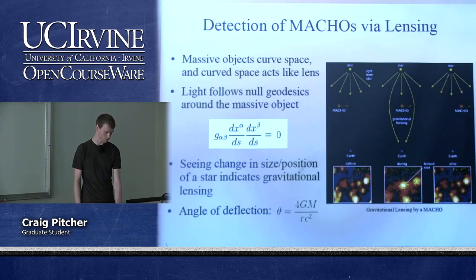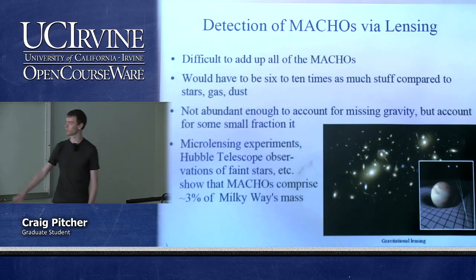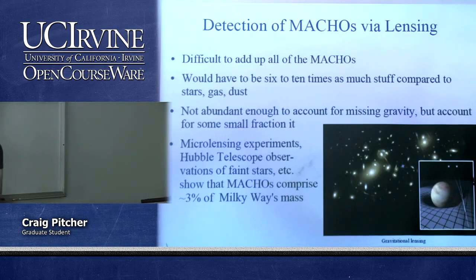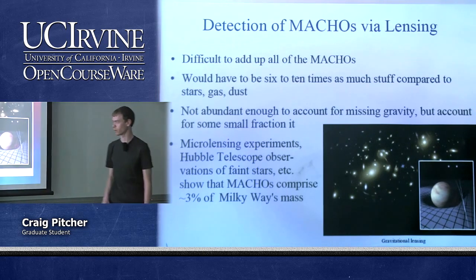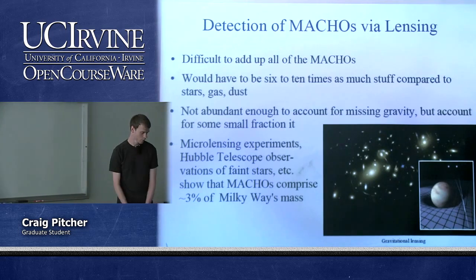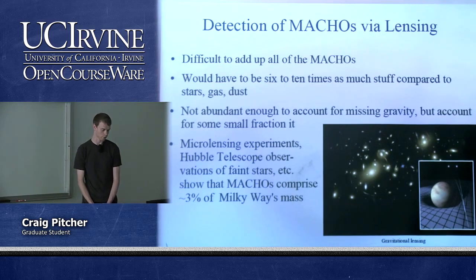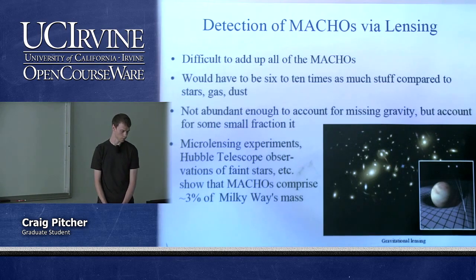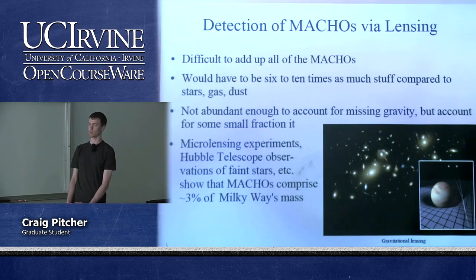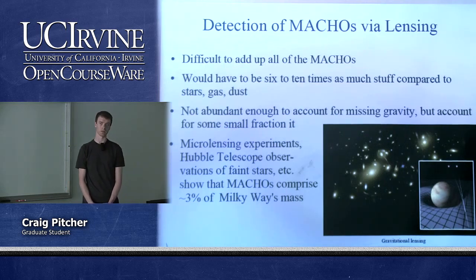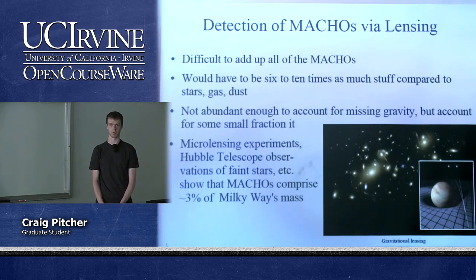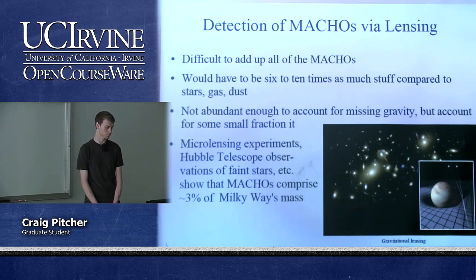So then we can measure the angle of deflection. I guess this picture shows the difference between the apparent position and the actual position by the bending of light. While it's difficult to add up all the Machos in the galaxy, we know that it would have to be 6 to 10 times as much stuff compared to luminous matter. So it seems pretty unlikely that ordinary matter would be a candidate for dark matter.